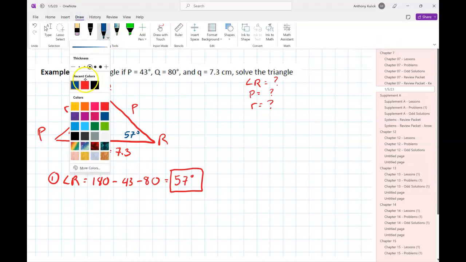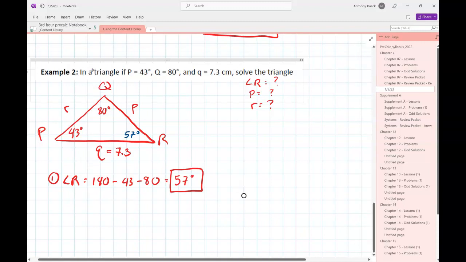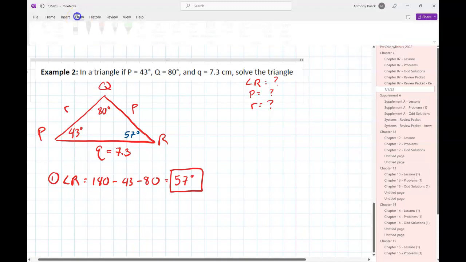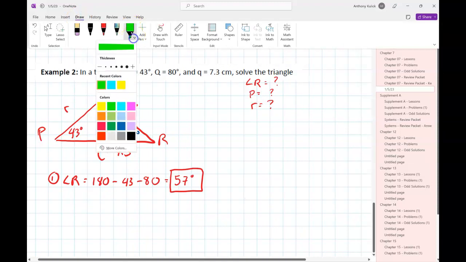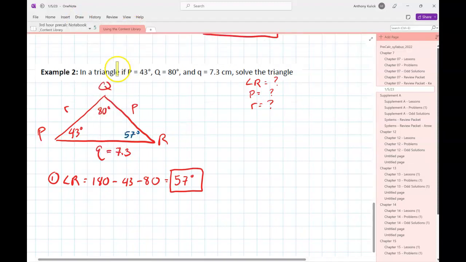Now, did I have to find R first? I actually didn't, because I was given an angle and a side opposite each other. So I could have found side P first. That would have been okay also. But at some point I needed angle R. I might as well do it right away because it's so easy.